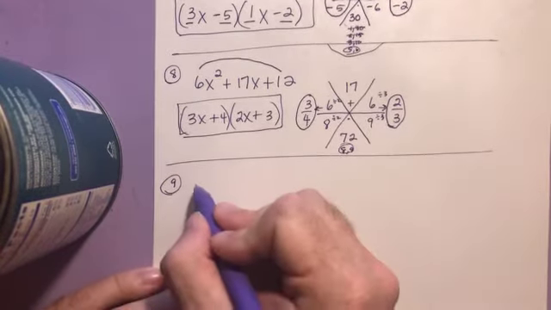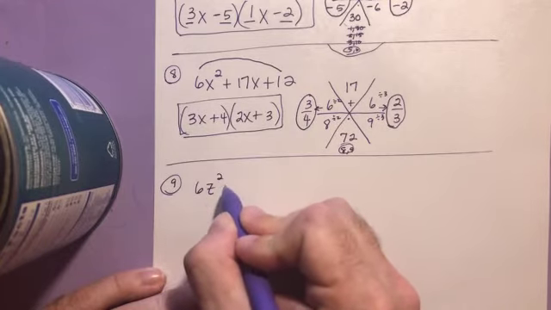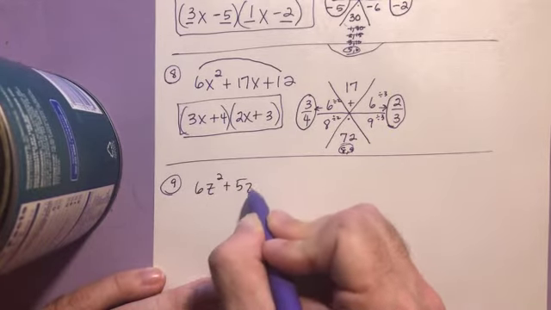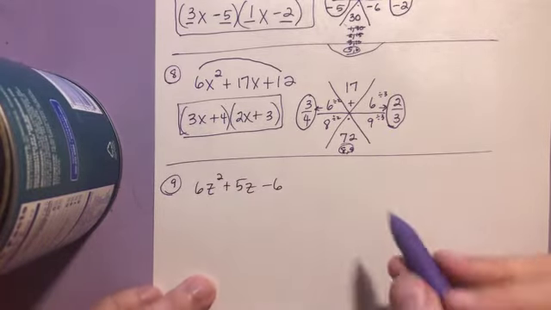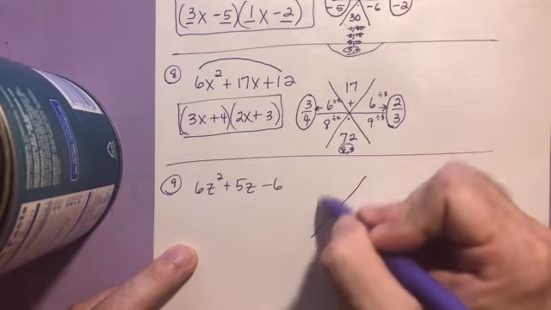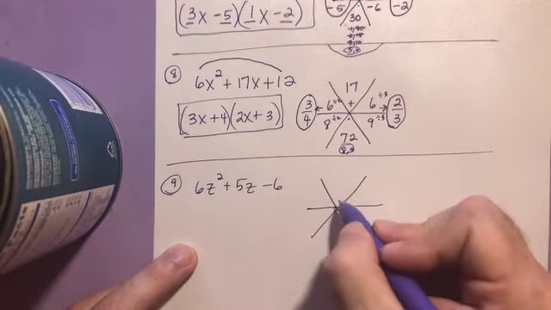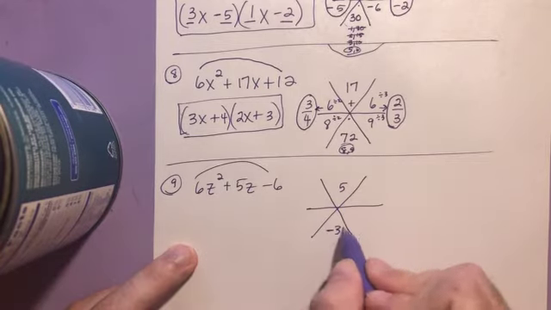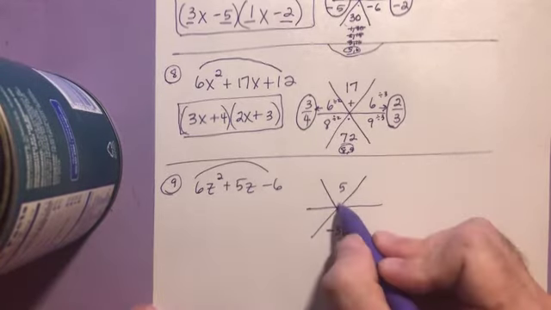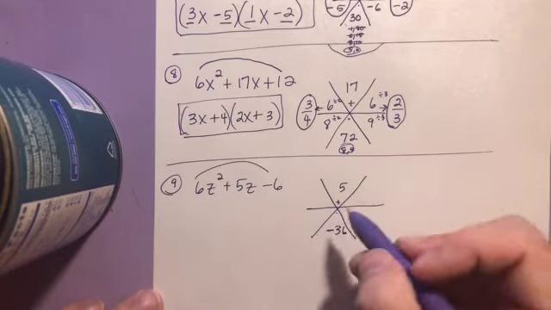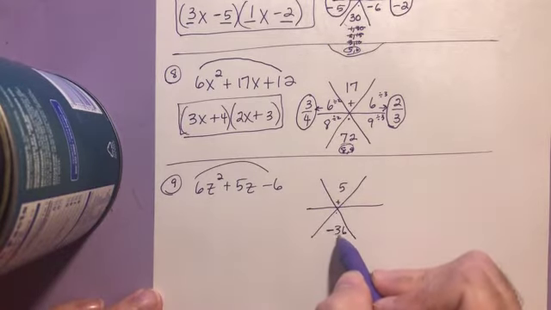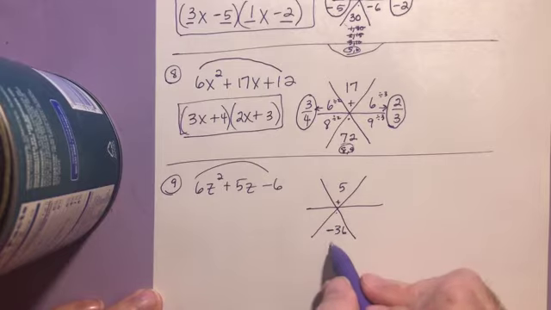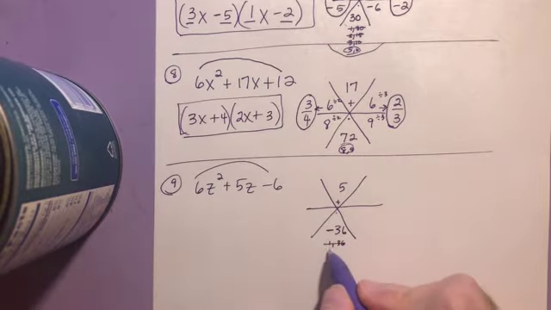Number 9, we get 6z squared plus 5z minus 6. Snowflake again. See a pattern? Okay, 5 goes up here. 6 times negative 6 is negative 36. Plus times. So then I go, what two numbers multiply to give me 36, subtract to give me 5? And I'm like, I don't know. 1 and 36? No, that's 35.